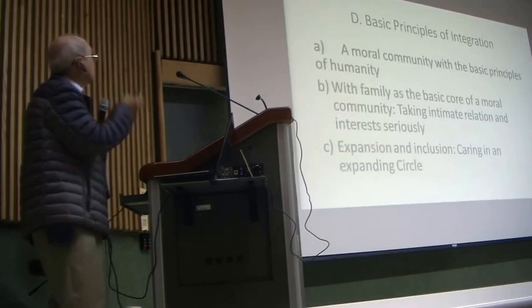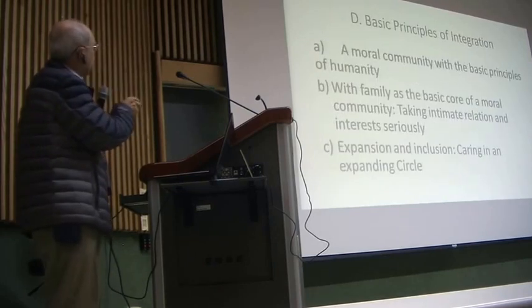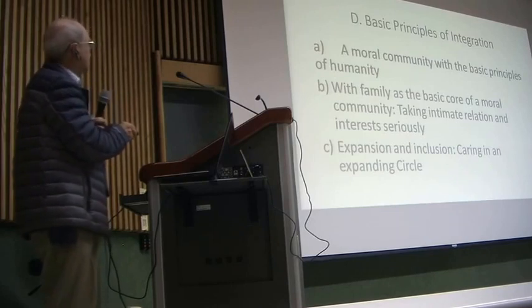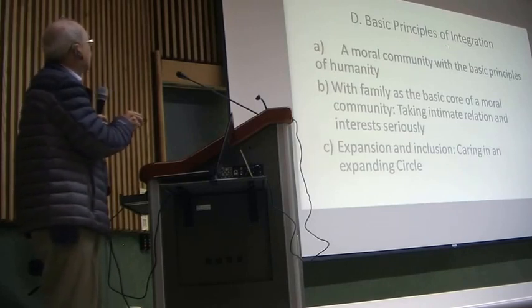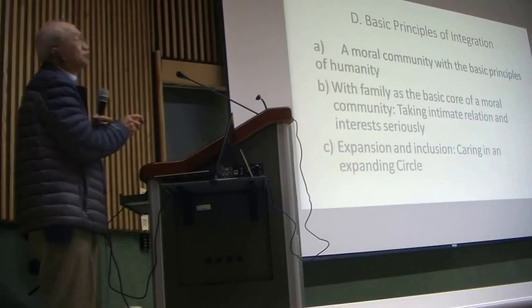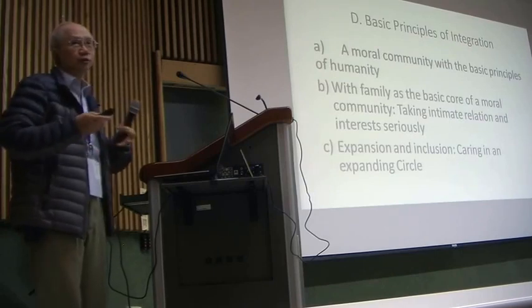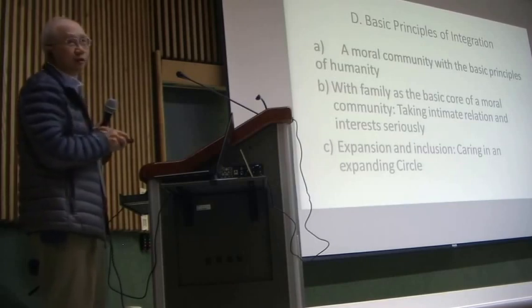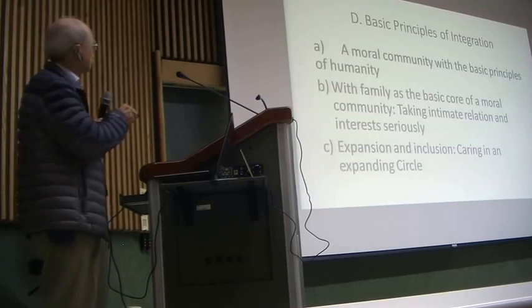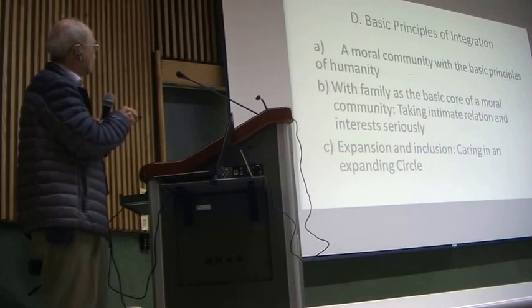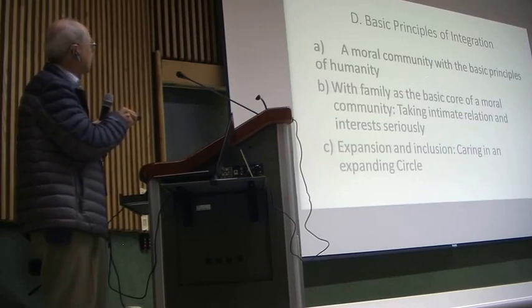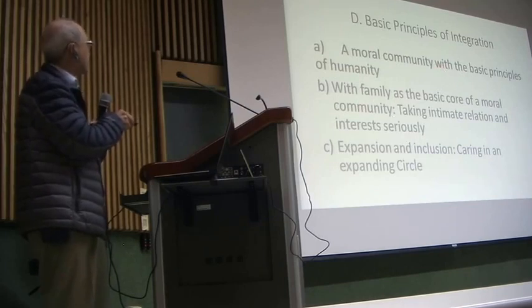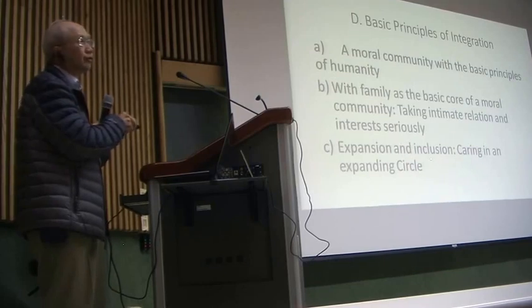Because time is short, I've tried to list as best I could some of the basic principles of integration. I tried to do fairness to both kinds of conceptions, and I'm not sure whether it will satisfy everybody. So I would say that we have a moral community first. We should consider this. The second one, consider family, and then considering expansion and inclusion.